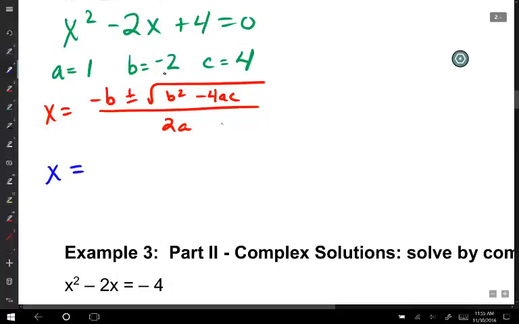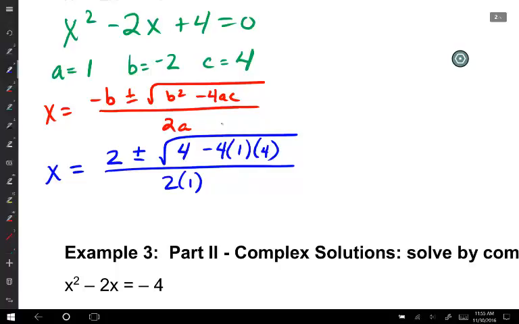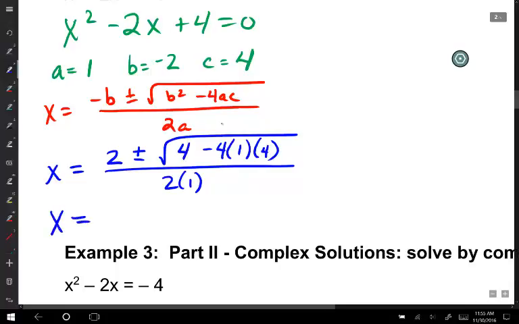The opposite of negative 2, 2, plus or minus, negative 2 squared, 4, minus 4 times 1 times 4, all over 2a. Why is it when I put negative 2 squared in my calculator, it turns out to negative 4? Because you're not squaring negative 2. Your calculator is interpreting that as the opposite of 2 squared. If you really want to put negative 2 in your calculator, you need to put it in parentheses. And then you should get 4. Okay? Good question. That's where we have to be smarter than our calculators.